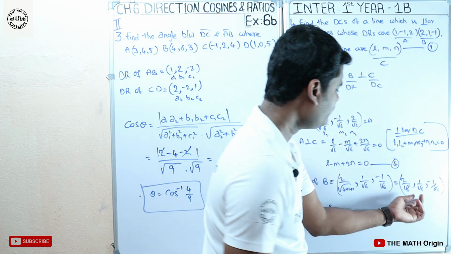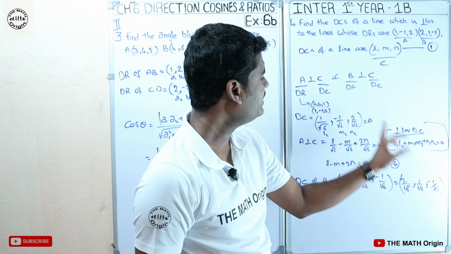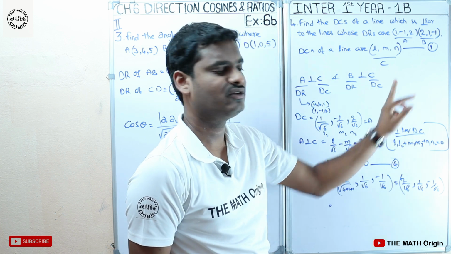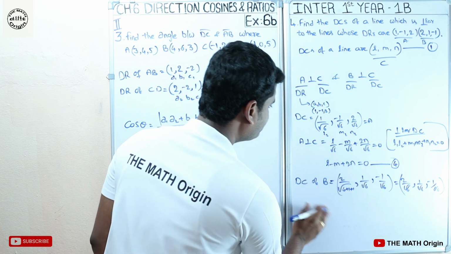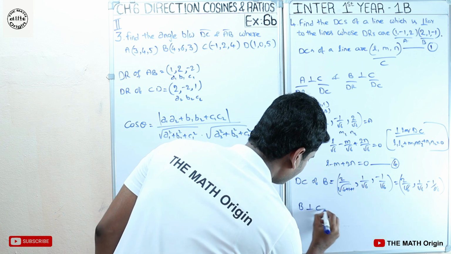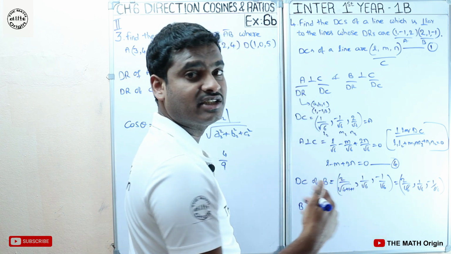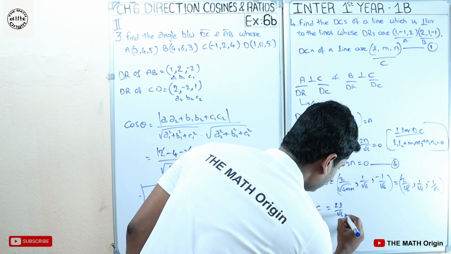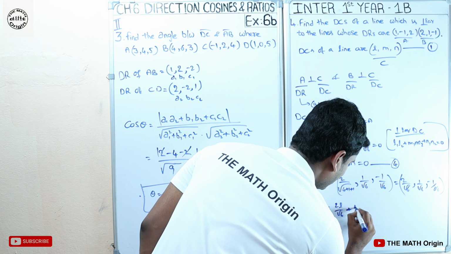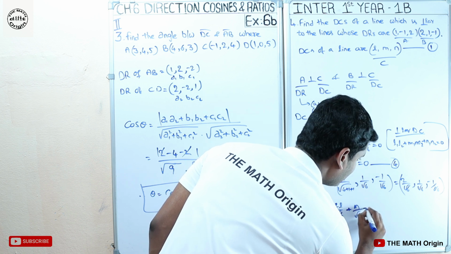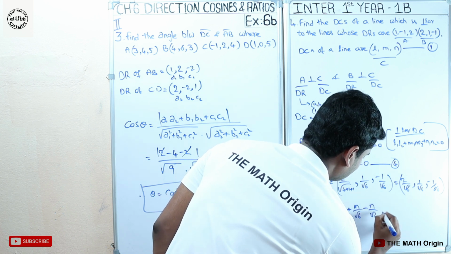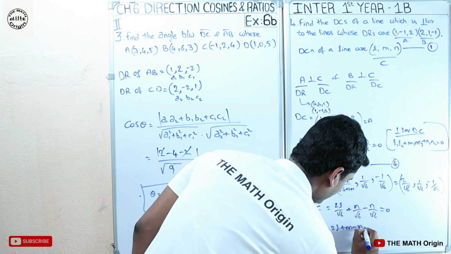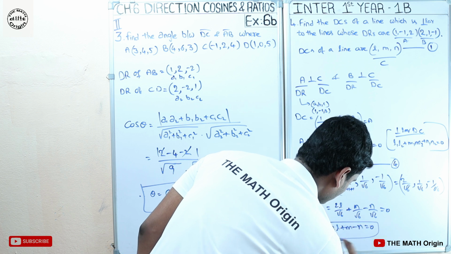Now these are DCs of B. So B is perpendicular to C. Now we got DCs of B, DCs of C. So we have the formula: B is perpendicular to C, both are direction cosines, therefore l1 l2 (sum of products) is 0. So 2l by root 6 plus m by root 6 minus n by root 6 equals 0. Therefore the equation is 2m minus n equals 0.